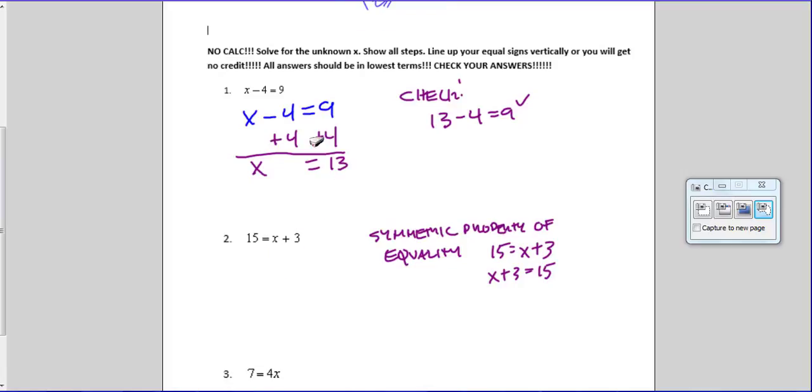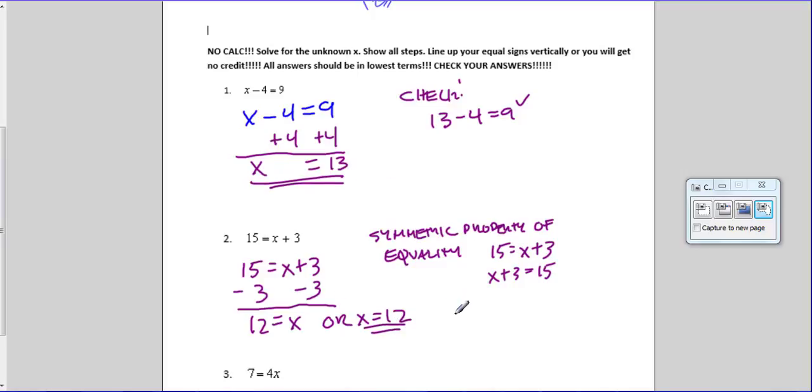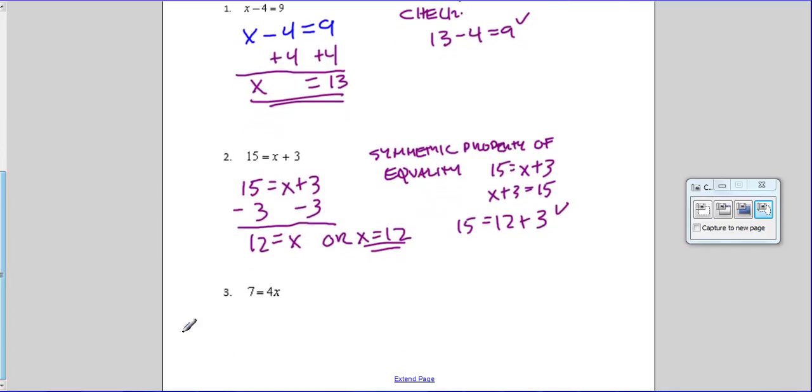Let's write this over again. So I'm going to subtract 3 from both sides, because to keep the equation in balance, what I do to one side, I must do to the other side. Bring down my equal sign. 15 minus 3 is 12. Bring down the x, and 3 minus 3 is 0. So my answer is 12 equals x, or x equals 12. So then check my answer. Plug in 12 for x, and in fact 12 plus 3 is 15, so the answer checks out.